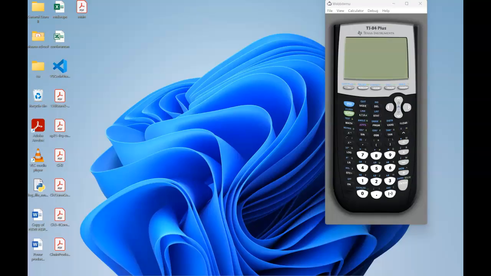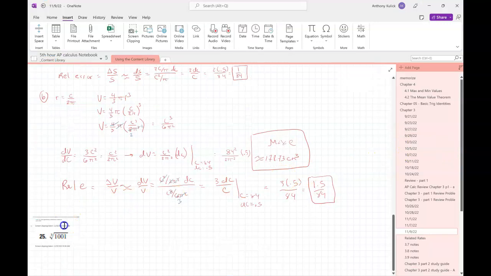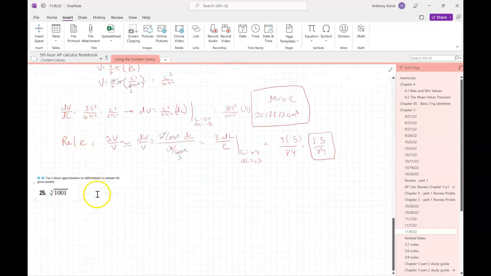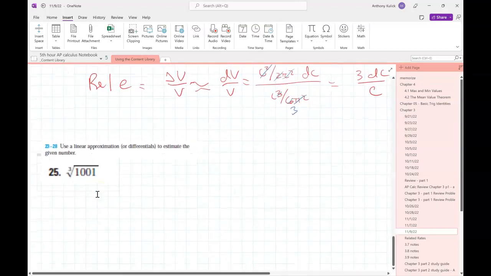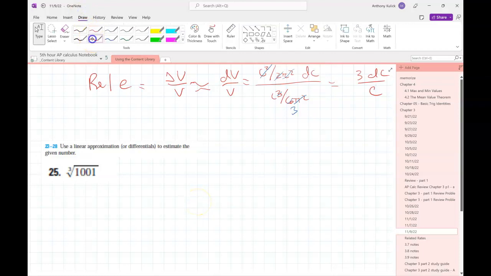Probably need some directions on that. Oh boy. Okay. So the directions say use linear approximation or differentials to estimate the given number.